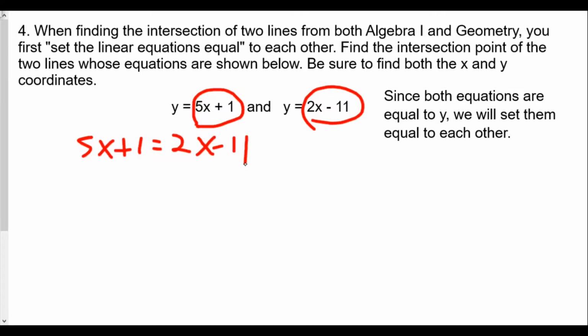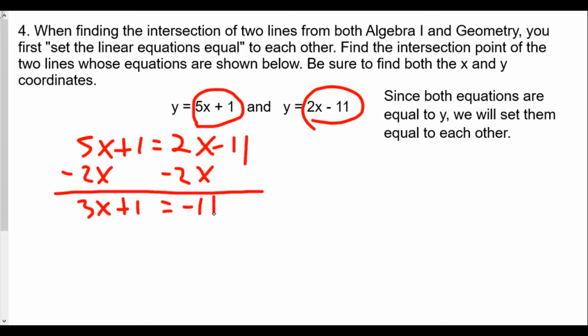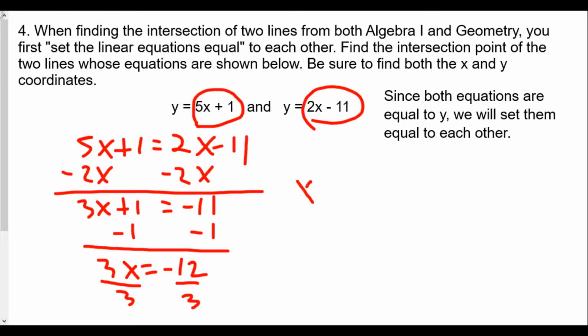And so here, we're going to subtract 2x on both sides. All right, and we get 3x plus 1 is equal to negative 11. We're going to subtract 1 on both sides. We're going to get, in this case, 3x equals negative 12. And divide both sides by 3. Therefore, the x value is going to be negative 4.